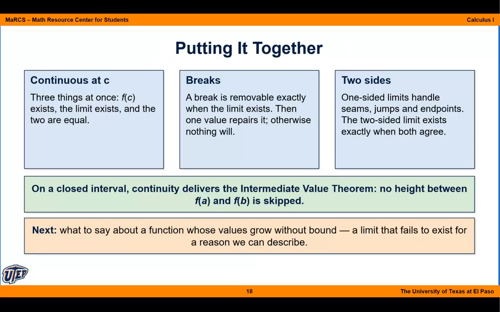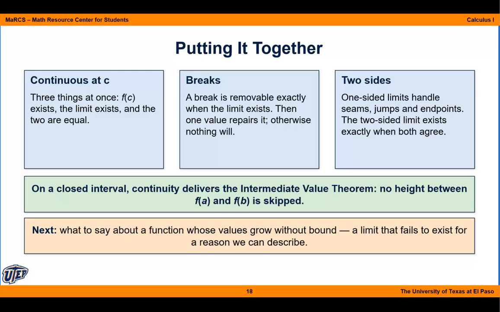Let's bring the main ideas together. For continuity at a point, 3 conditions must hold. The function value must exist, the two-sided limit must exist, and the two must agree. A break is removable precisely when the finite limit exists. Assigning that limit value to the function repairs the hole. If the limit does not exist, changing one point cannot repair the graph.